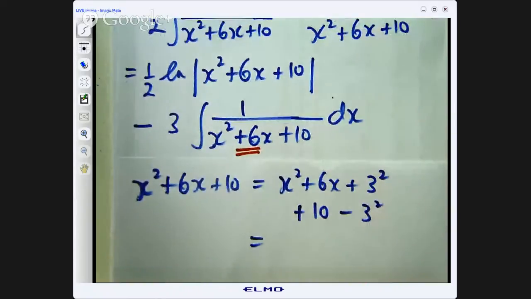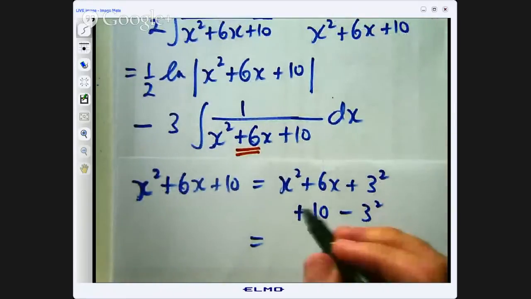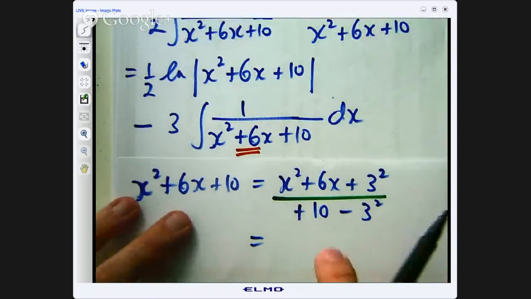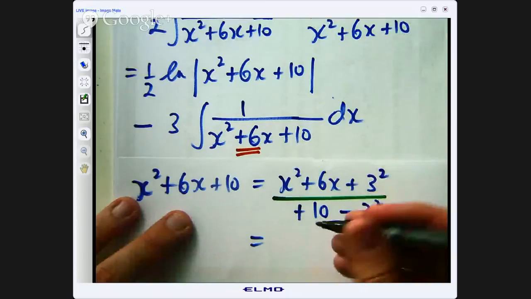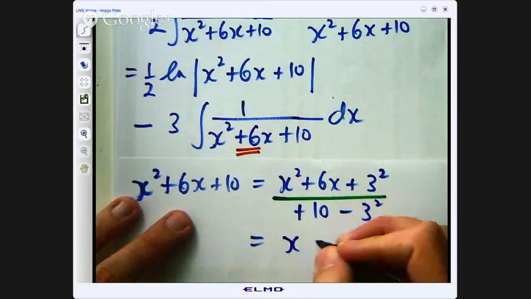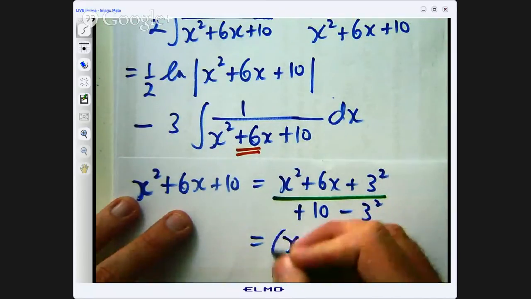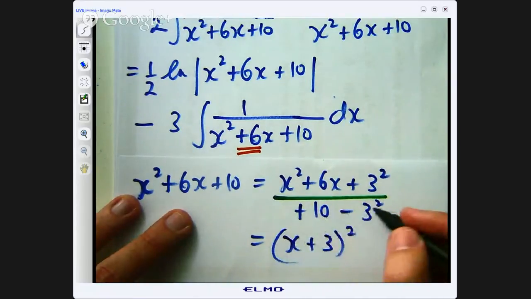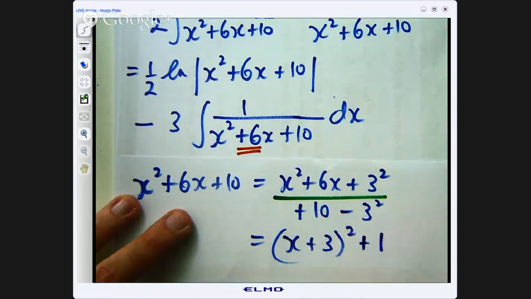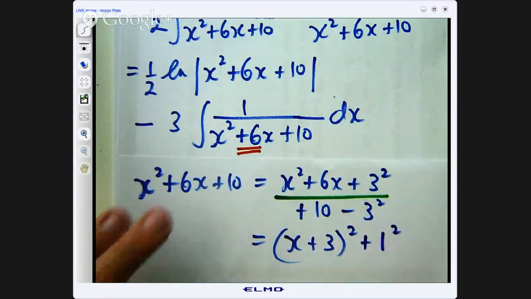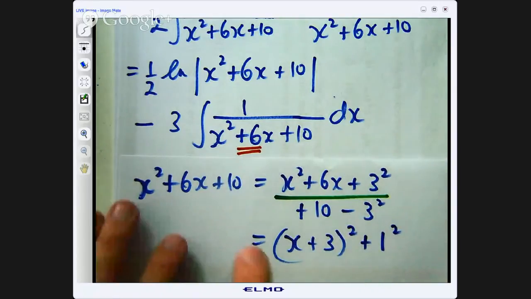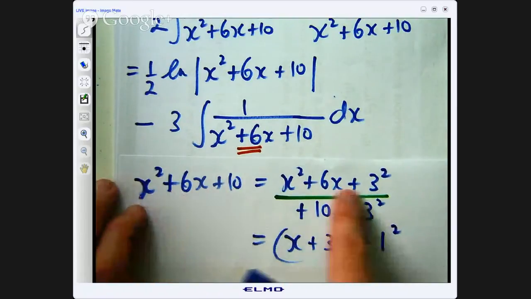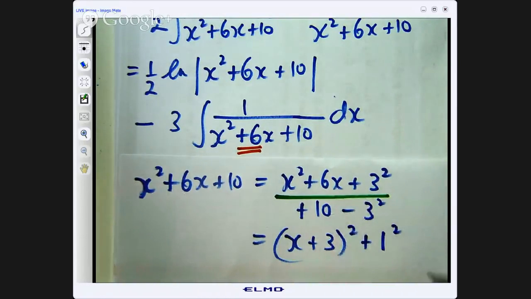Now, I've written it in this form for a special reason. That now can be written as a square. And I've got 10 minus 3 squared, which is 10 minus 9, which is 1. So the green is this, and you can verify that by expanding the bracket. And 10 minus 3 squared is just 1, or 1 squared, if you like. The other way to do it is just write 10 as 9 plus 1, and you'll get this. That's completing the square.